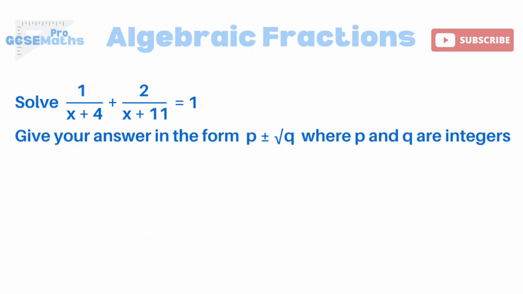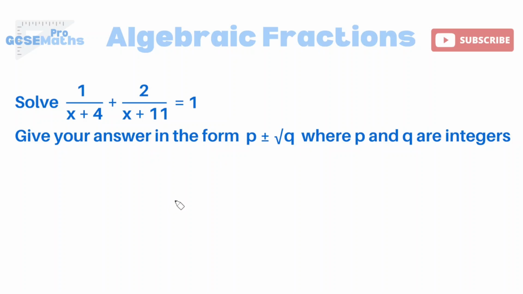Okay, this is our last question. As you can see, there's a little bit more to it. It does look similar to the previous one in the fact that it says solve 1 over x plus 4 plus 2 over x plus 11 equals 1. That's very similar. But we also have this added information where it says give your answer in the form p plus or minus root q, where p and q are integers.